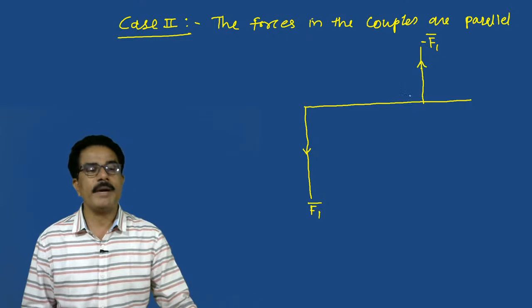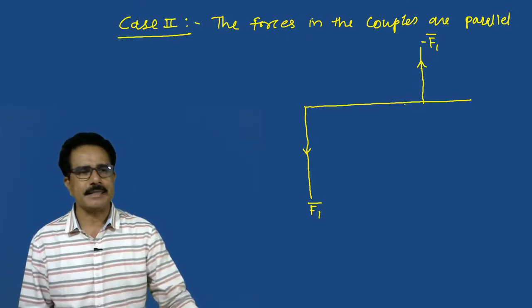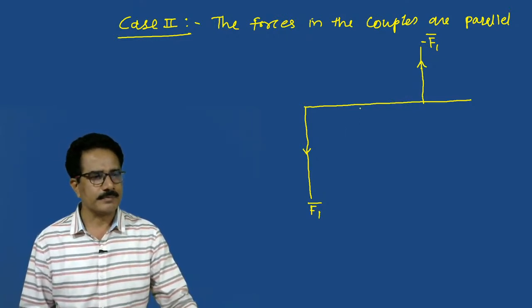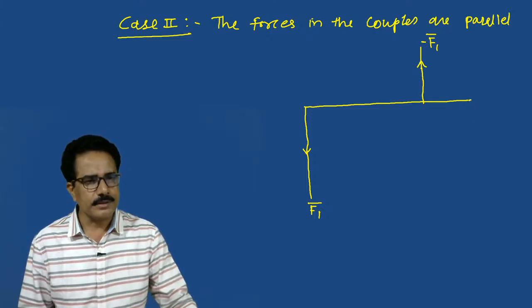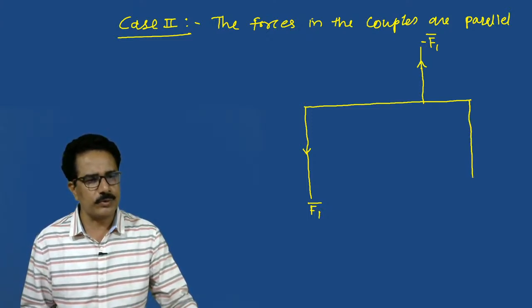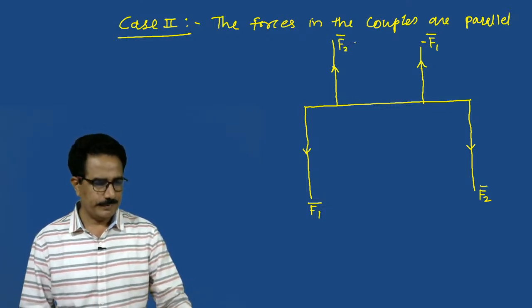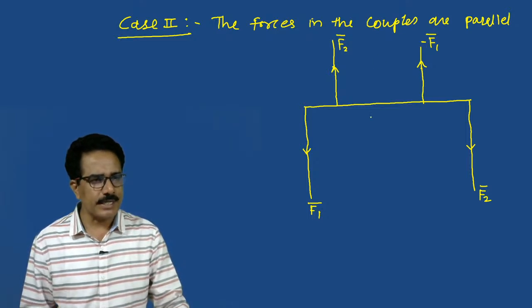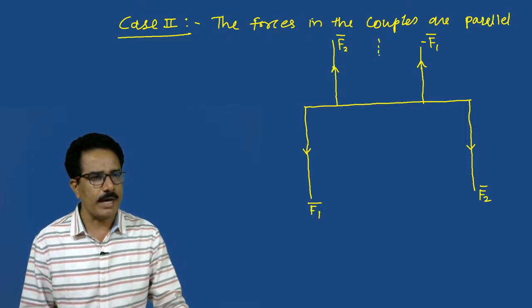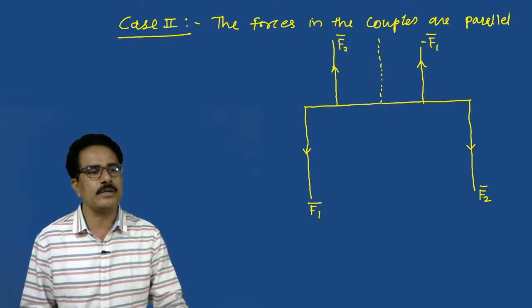See, F1 bar and F2 bar, they are parallel, they form a couple. Now we consider the other force, this is F2 bar, and its parallel force is minus F2 bar. Okay, now suppose that the resultant of F1 bar and F2 bar is here, they are parallel to each other.